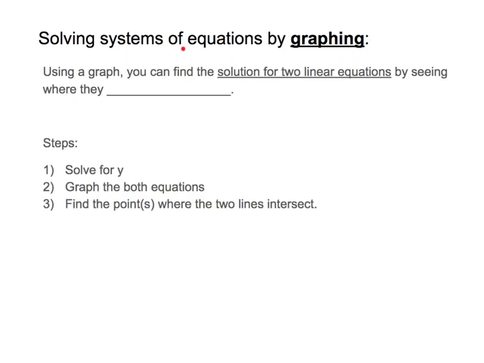When solving a system of equations by graphing, one of the things you want to do first is to solve for y. So when you have 2 equations, you need to make sure the y is by itself, so that way you can easily graph your slope and your y-intercept. So we want it in slope-intercept form so we can graph it easily. And when you graph both equations, what you're looking for is where the 2 lines intersect. So using a graph, you can find a solution for 2 linear equations or 2 lines by seeing where they intersect.